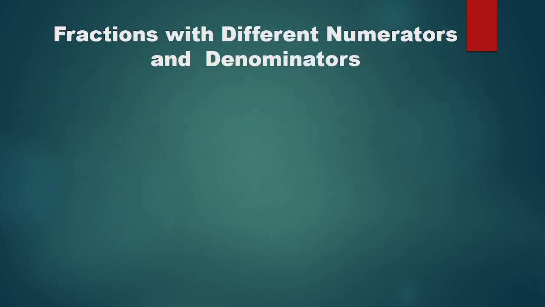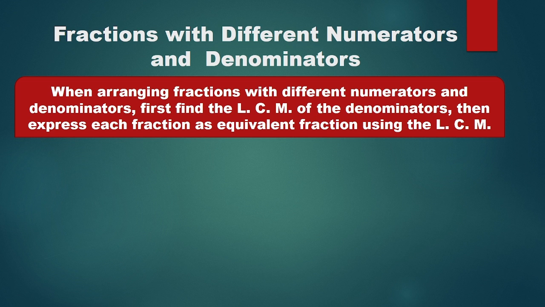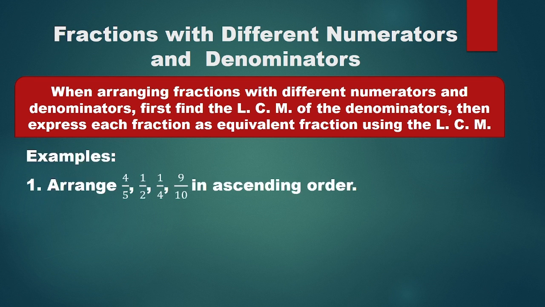Now, lastly, let's talk about fractions with different numerators and different denominators. Now, this is the commonest kind of question you will see under ordering of fraction. When arranging fractions with different numerators and denominators, first, find the LCM of the denominators, then express each fraction as an equivalent fraction using the LCM. Let's take some examples so that you can get this.